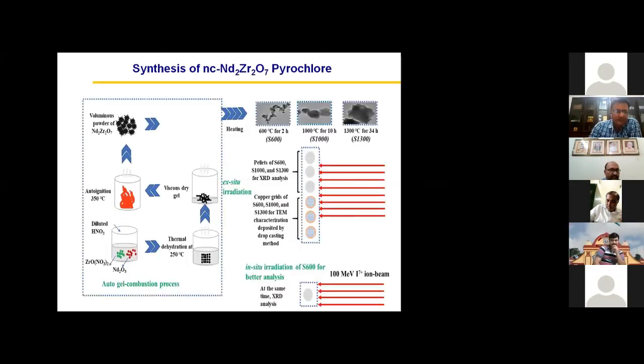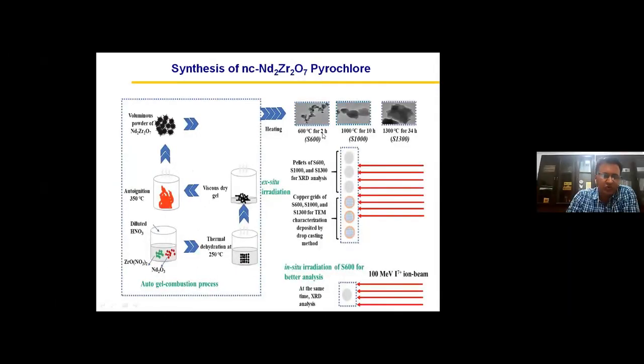Thank you. In this case, we used the auto gel combustion technique for synthesis. The maximum temperature in this case is 250 degrees centigrade only, so there will not be any grain growth. This one is the crystalline sample, and this one we treated at 600 degrees centigrade for 2 hours to get a good microstructure. Then the same powder we sintered at 1013 degrees centigrade, and at 1300.